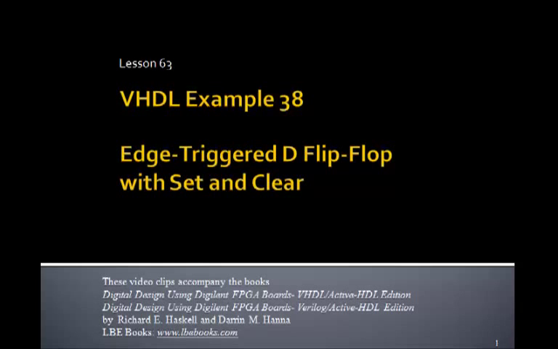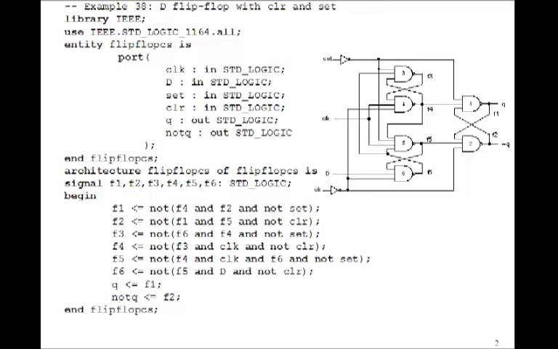This is lesson 63, VHDL example 38. And in this example, we'll implement the edge-triggered D flip-flop with set and clear. This is going to be similar to the example we did in lesson 62, except we're just going to add the set and clear that we talked about in lesson 61.